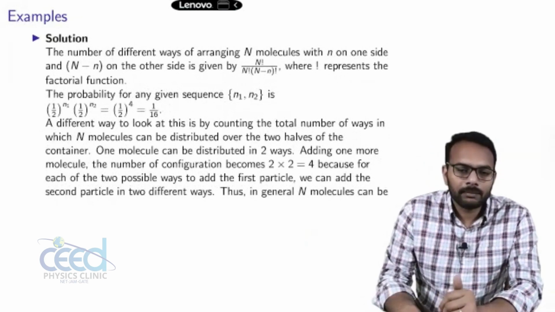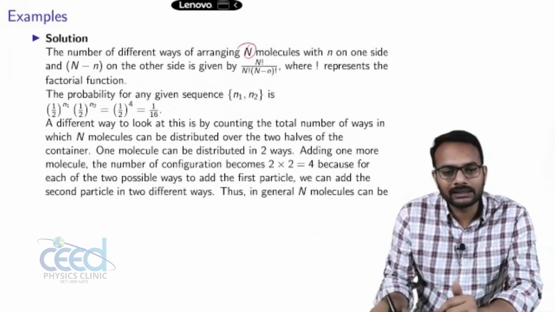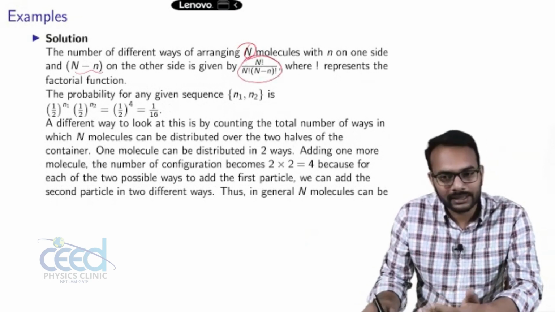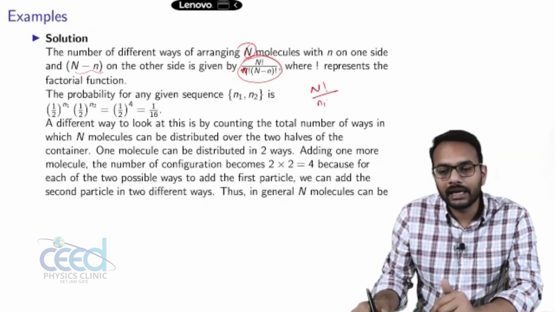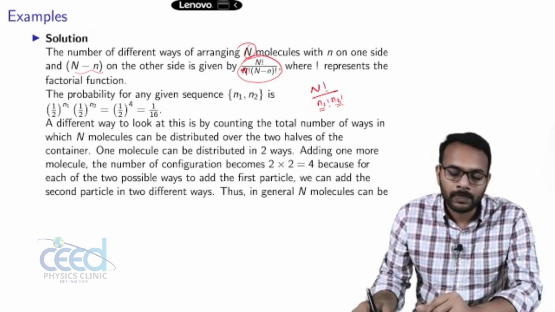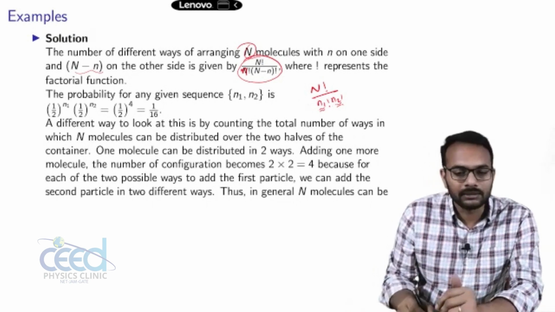Okay, so we know this, we have already seen it. The number of different ways of arranging N molecules with n on one side and N minus n on the other side is given by the usual combinatorial problem, which we saw earlier. It's N factorial divided by small n factorial, (N minus n) factorial. So generally it's N factorial divided by n1 factorial, n2 factorial. We are assuming that the permutations among the n1 and among the n2 are identical, they don't give another possible microstate.